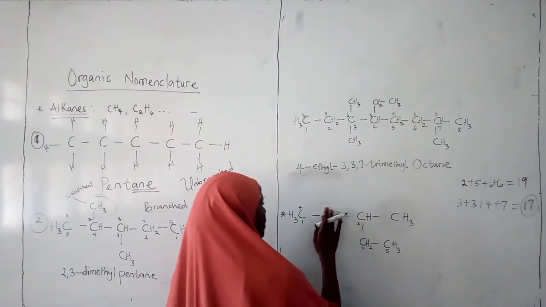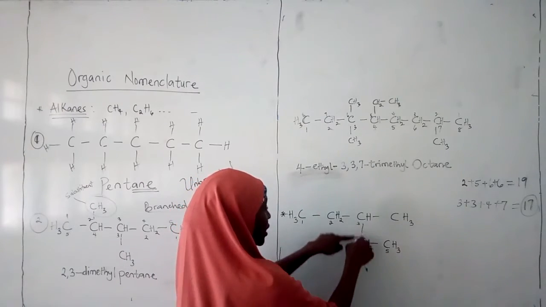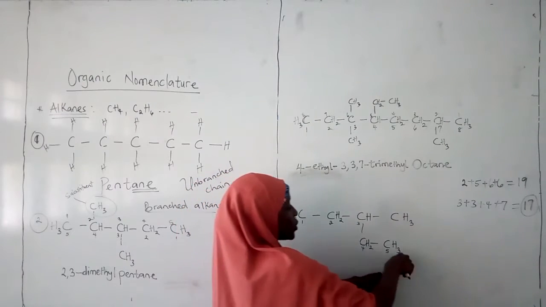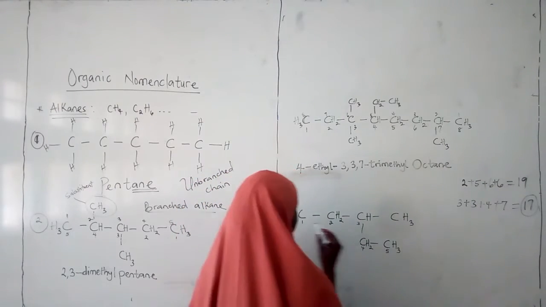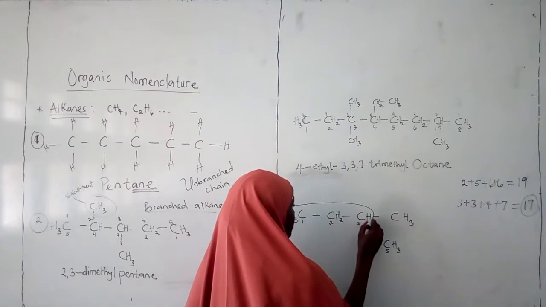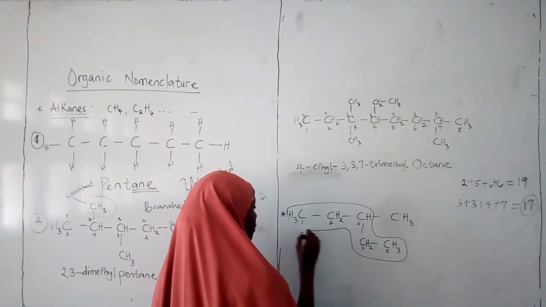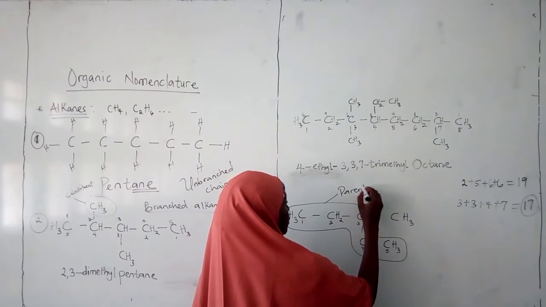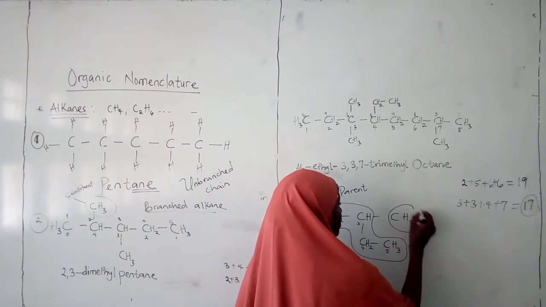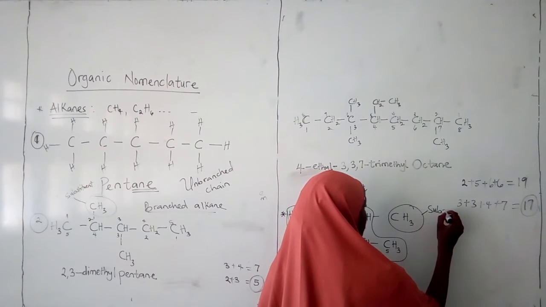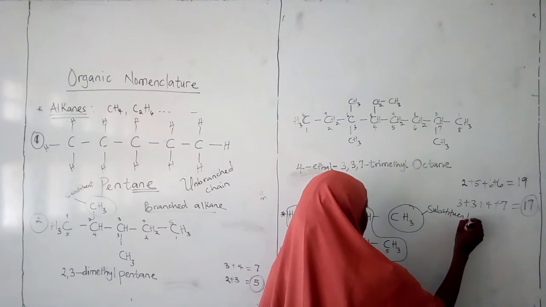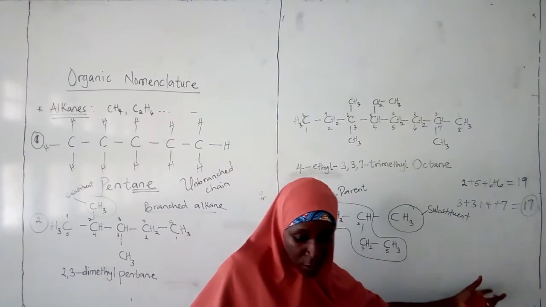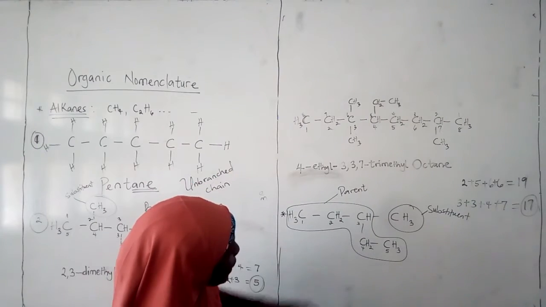So as we can see, since this chain here is 5, while this chain here is 4, we are going to take the one with 5, since it is the longest chain. Now this is our parent chain, while this methyl group is now the substituent. This is our parent chain and this is our substituent.